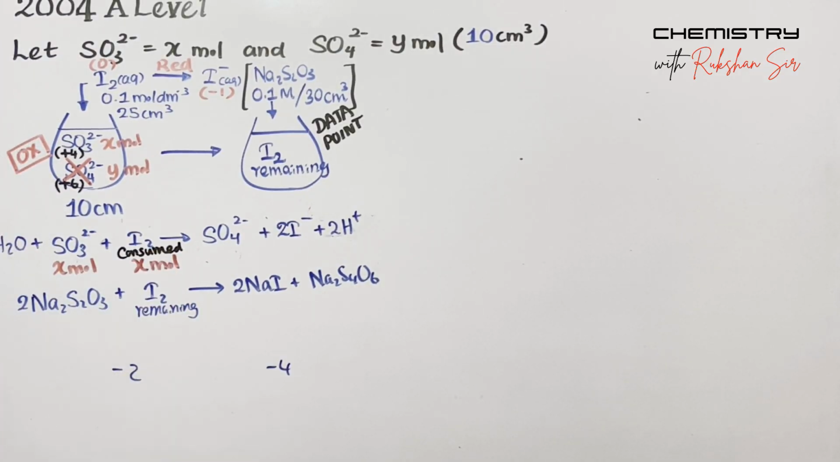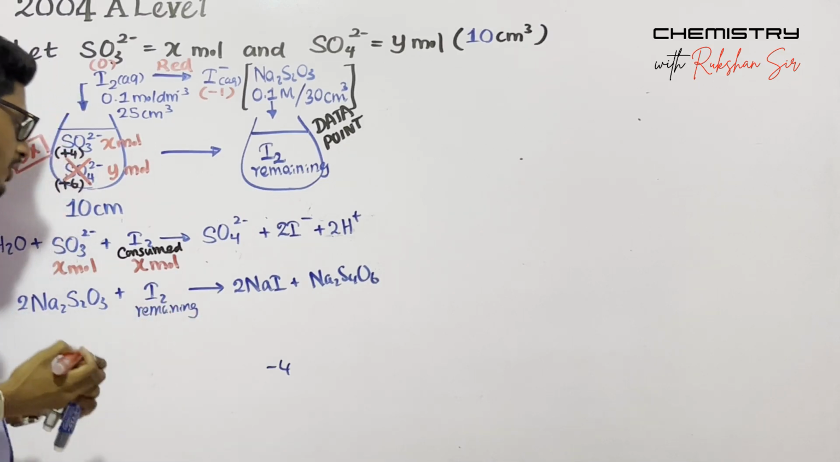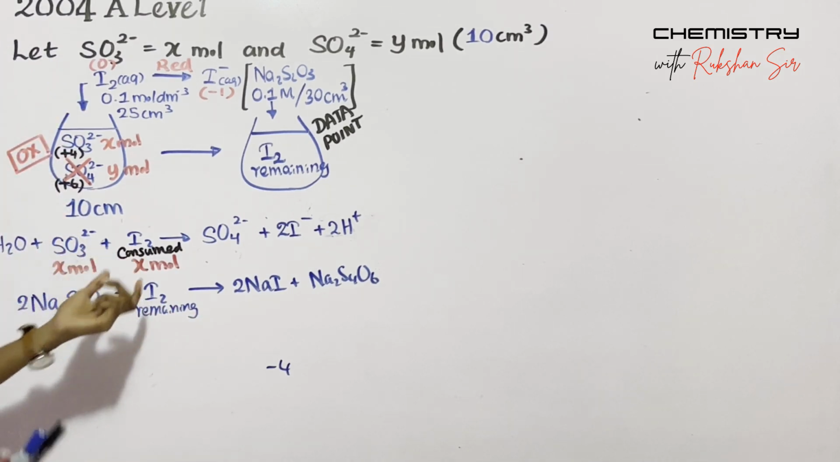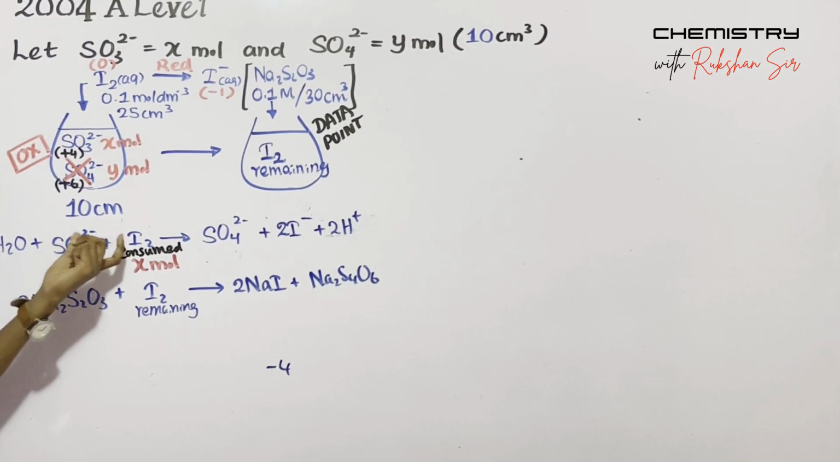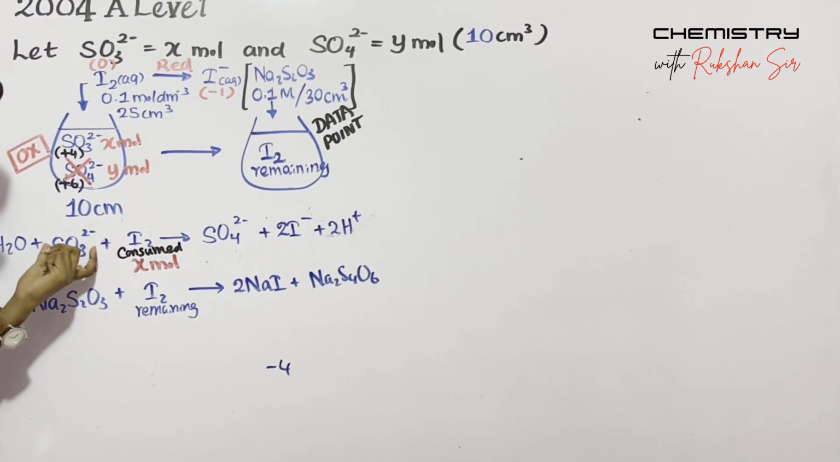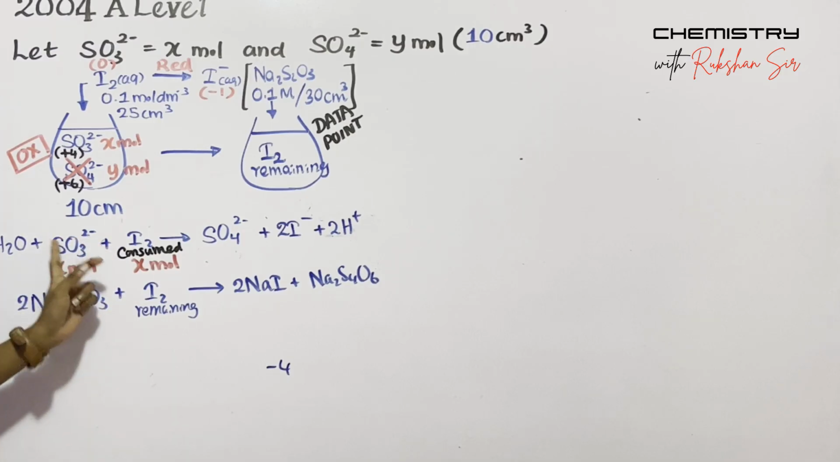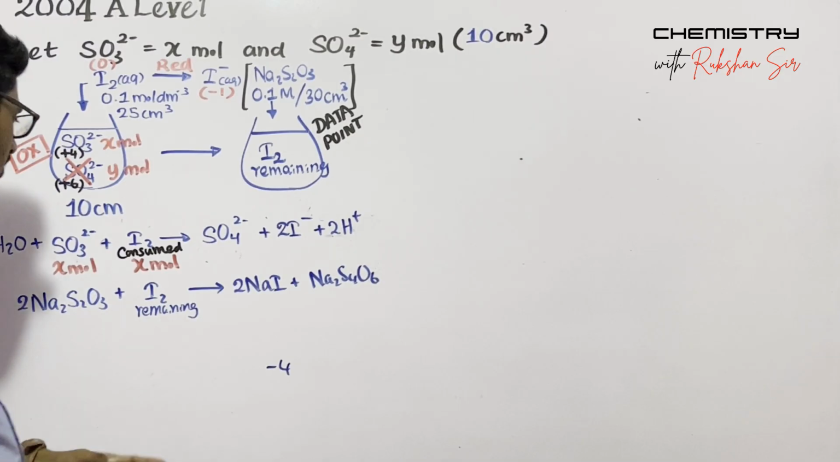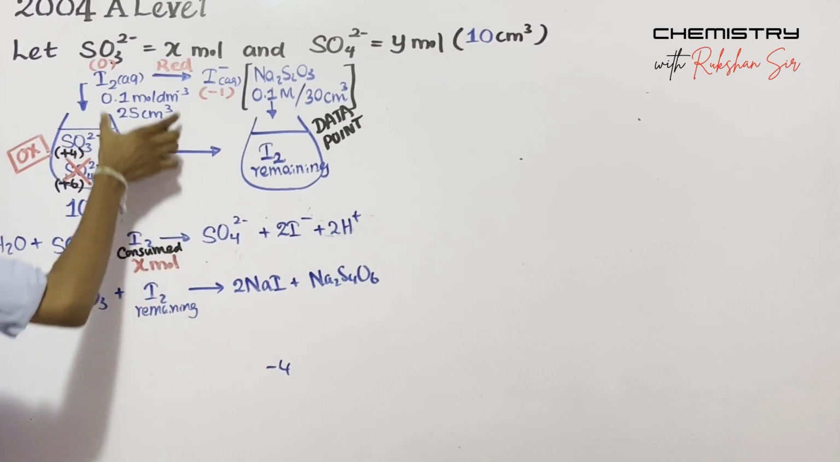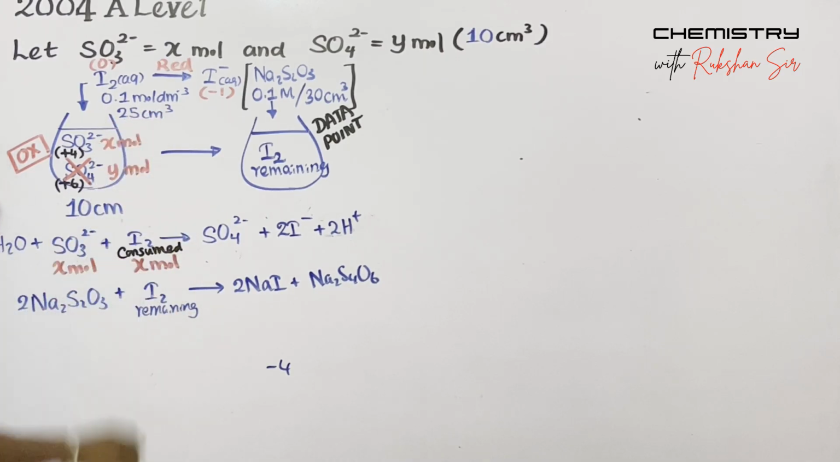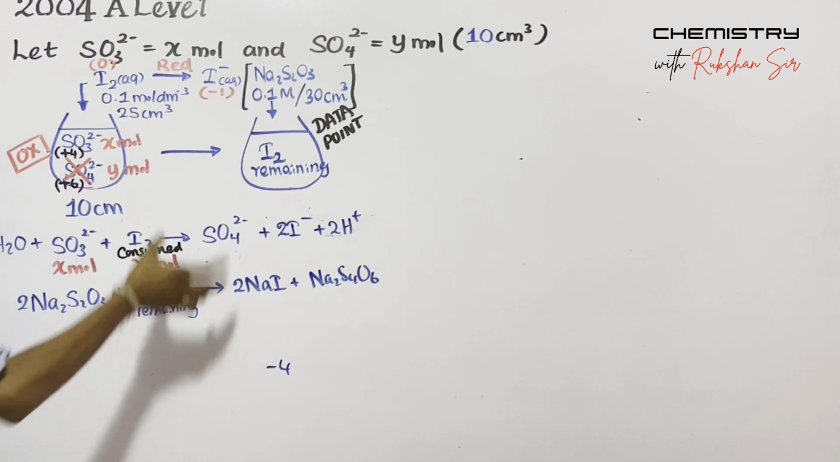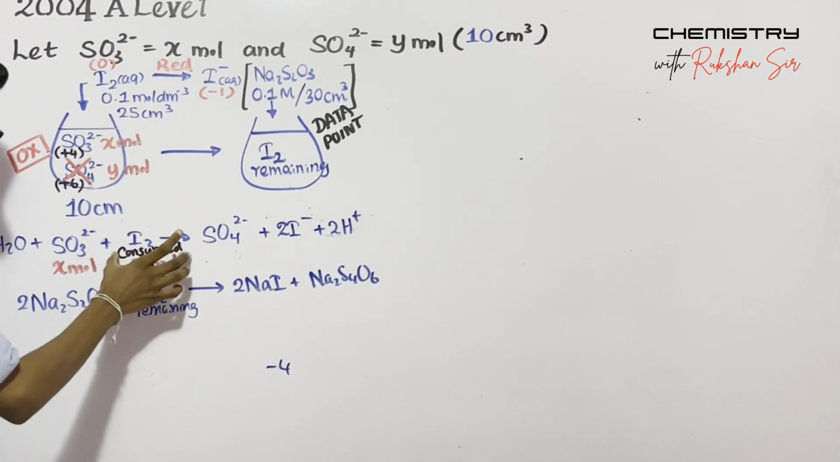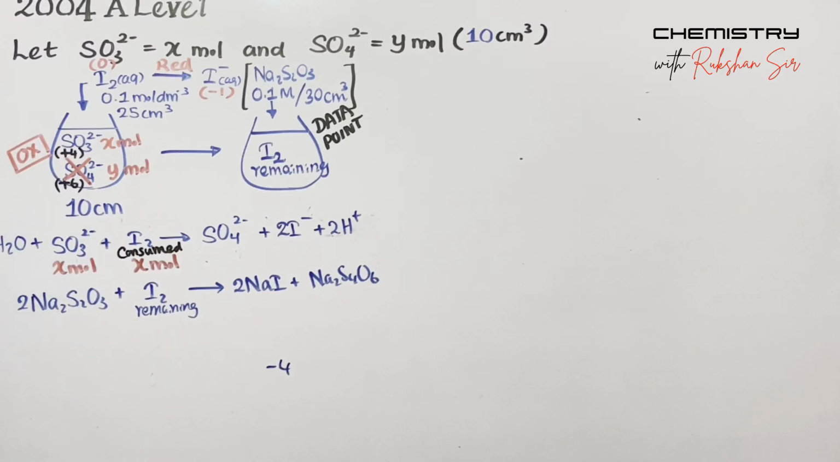Then what is the remaining amount of I2? I2 consumed is x moles to react with the SO3 2 minus, as those are in 1:1 ratio. So what is the I2 remaining amount then? The I2 remaining amount is actually the amount of I2 added minus the consumed amount, right?